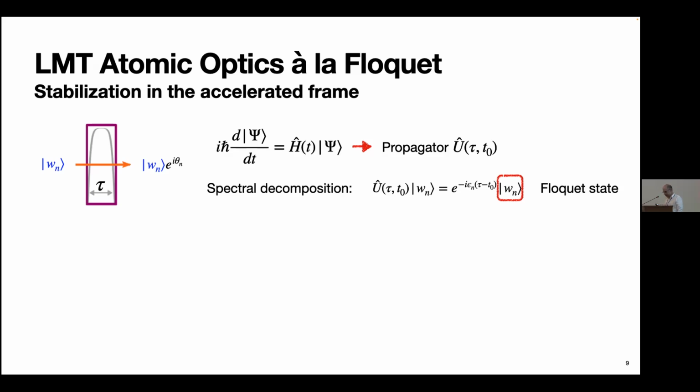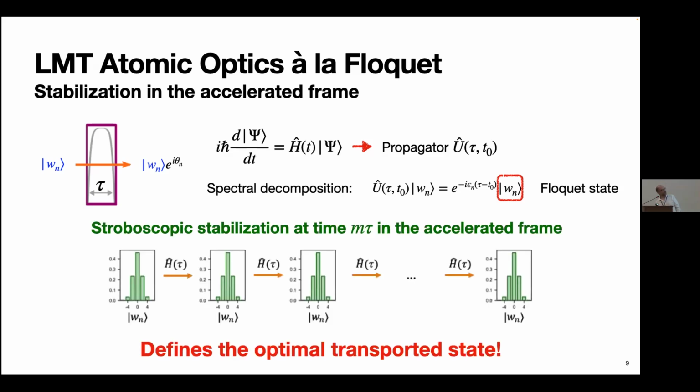So when you do that, you're happy because now if you start with a state Wn, after the pulse, you're still in the state Wn. So this is the new input state. And after the second pulse, you will be in the same Wn and so on and so forth. So you can stabilize your wave function in the Wn state, in this Floquet state, in the accelerated frame, which means that in the lab frame, you accelerate your wave function. So with that, we were happy because now we have a clear mathematical solution for what is an optimal transported state.